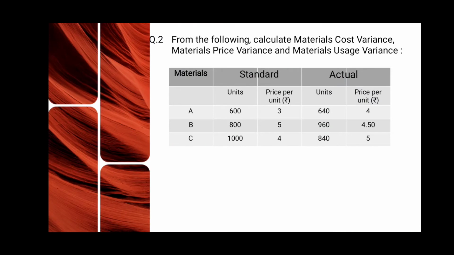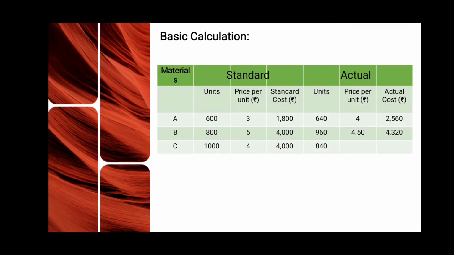Next, material C, actual units are 840 and actual price per unit is 5. So we'll record it. Material C, actual unit is 840 and actual price per unit is 5. So the actual cost amount will be rupees 4200.